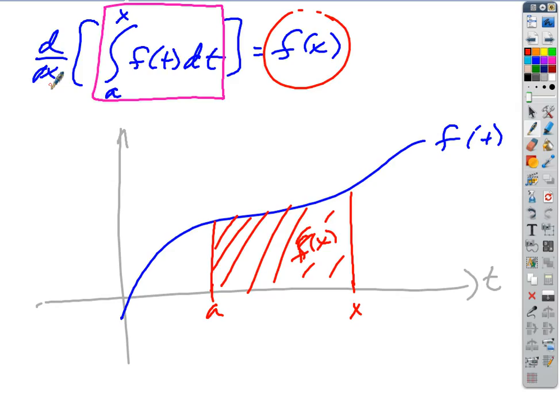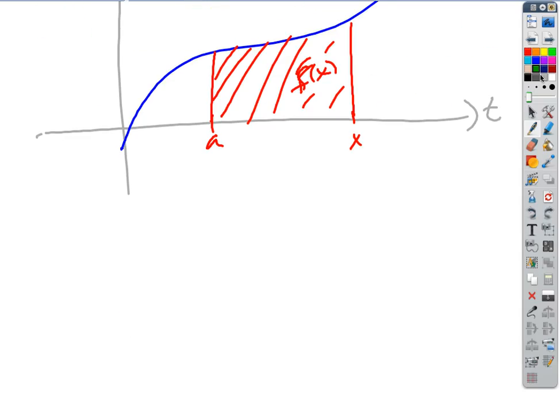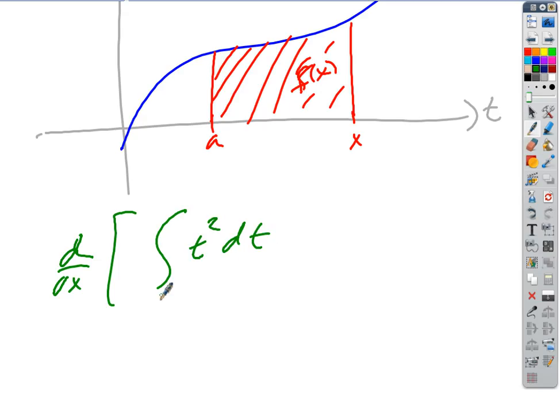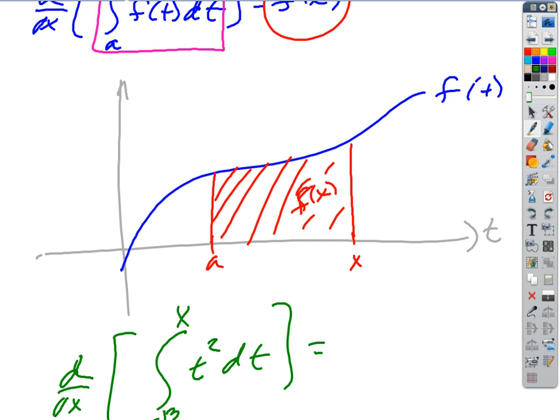For example, and this is the way they do it in the book. What if I want to know what's the rate of change of the integral of t squared, from negative 13 to x. Okay, what's that equal to? Does it matter where I start this thing, by the way? If I'm finding the rate at which the area is changing as I move x along, does it make any difference where I started adding up the area?